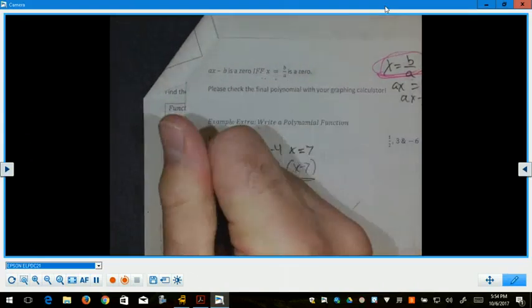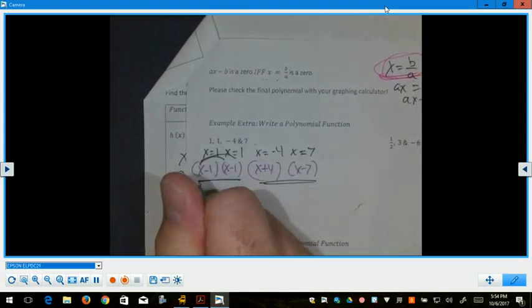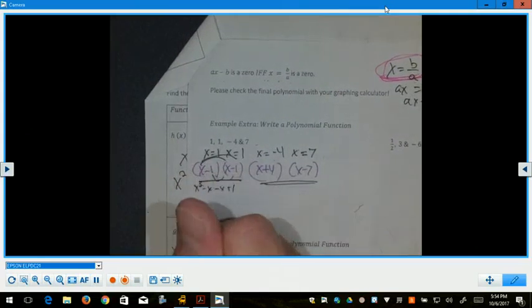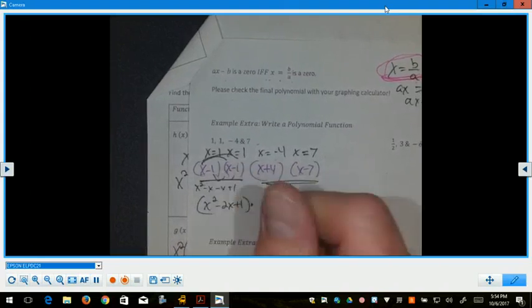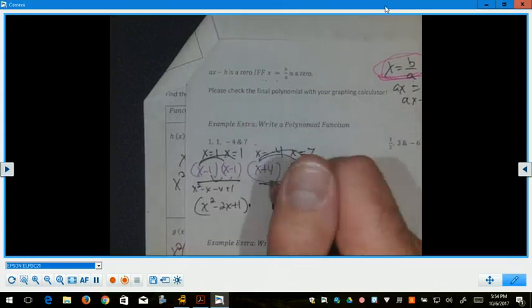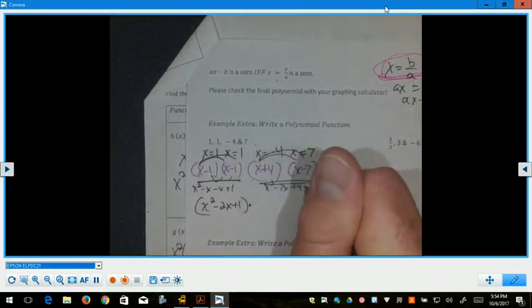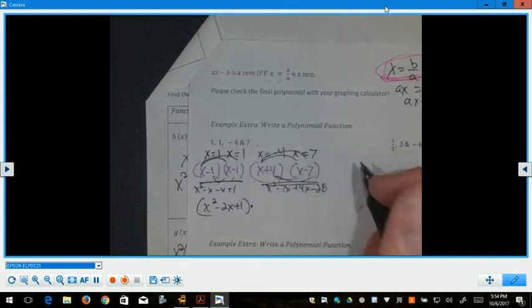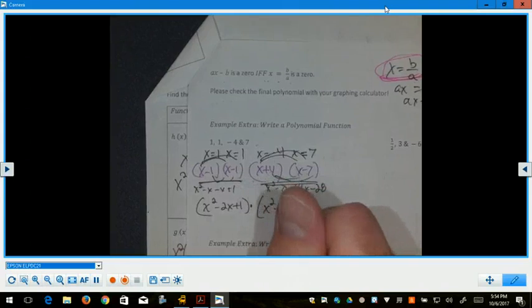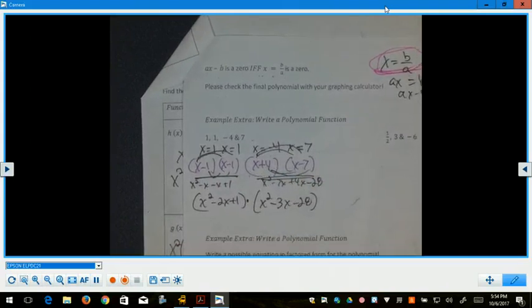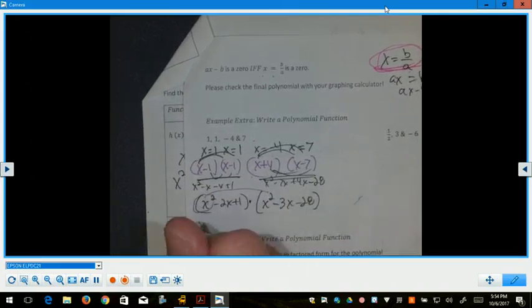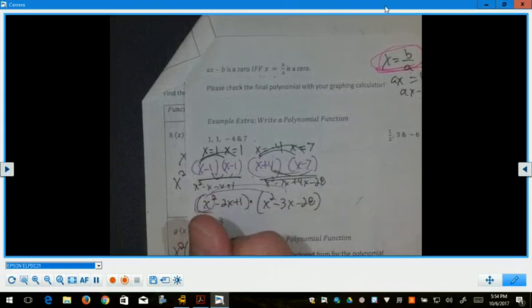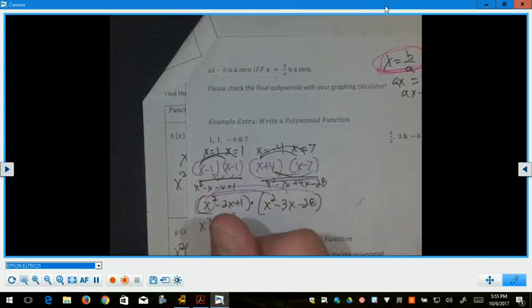So I have x times x, which is x squared, minus x, minus x plus 1. That's x squared minus 2x plus 1 for just the two factors multiplied together. For these factors multiplied together, I have x squared minus 7x plus 4x minus 28, which is going to give me x squared minus 3x minus 28. I'm now going to distribute these. So I start with my first term, x squared. That's going to give me x to the fourth minus 3x cubed minus 28x squared.